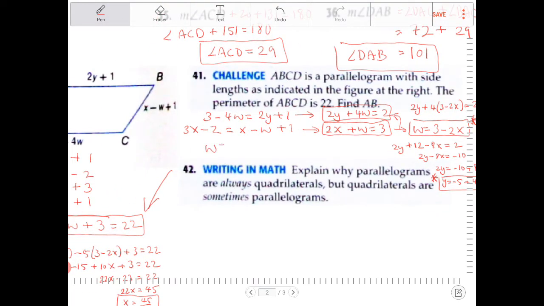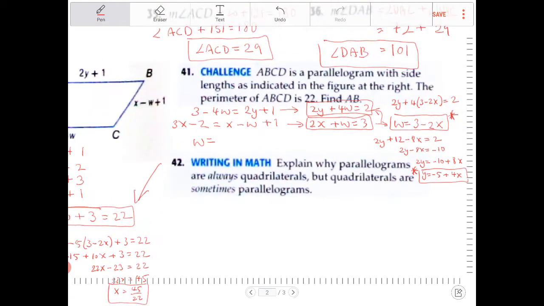What will w turn into? W turns into 3 minus 2x, right? So it's 3 minus 2 times 45 over 22, which is 3 minus 45 over 11, which turns out to be 33 minus 45, which is negative 12 over 11. So that's w. I should have given myself a little more room when I put this together.